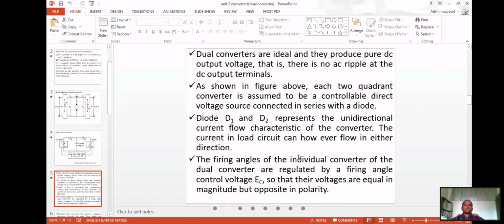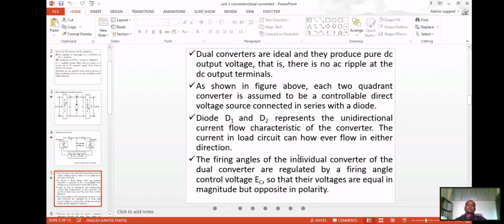D1 and D2 represent the unidirectional current flow characteristic. I know the diode is a unidirectional device, and it will represent the unidirectional flow characteristics of the converter. And the current in the load circuit can, however, flow in either direction. So in the load circuit, the current can flow in one direction or in the other direction.